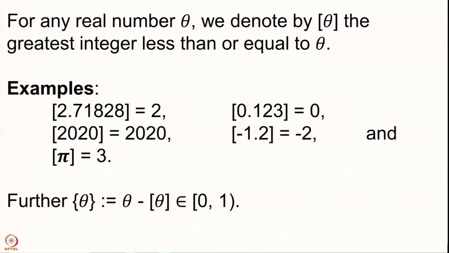This is denoted by curly bracket theta. By definition, this is theta minus square bracket theta. While talking, we will call the square bracket theta the integral part of theta. And this will be called the fractional part of theta.